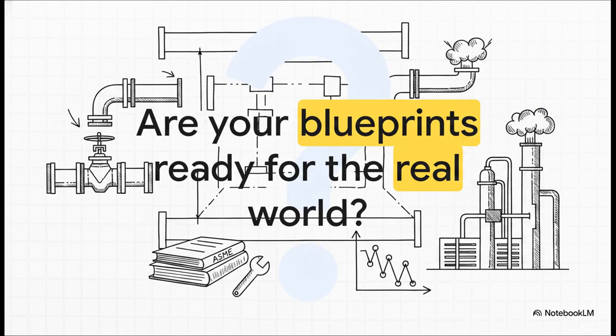Which leaves us with one final thought to consider. The stakes in piping design and drafting are just incredibly high. A single misread ISA symbol, the wrong ASME code, or a failed static stress analysis can literally bring an entire multi-million-dollar refinery to a catastrophic halt. The precision you bring to these documents forms the very backbone of industrial safety. So ask yourself, are your blueprints truly ready for the real world?